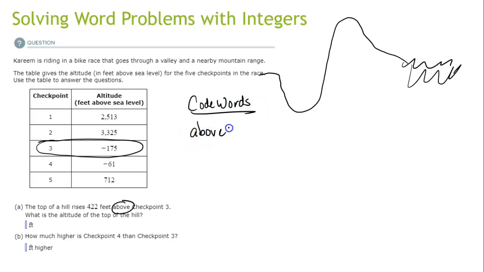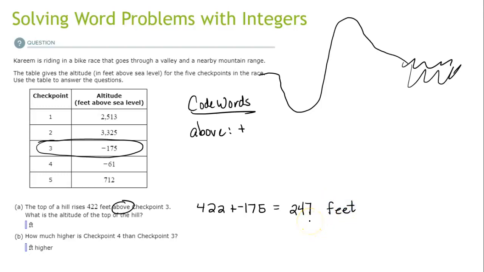Usually "above" is going to mean add. I'm not going to say all the time you're going to add, but in this case it is. It says, what is the altitude at the top of the hill? So we are going to add 422 + -175. The signs are different, so I'm going to subtract 422 minus 175. That gives me 247. The larger number was positive, so I keep it positive, and that is going to be in feet.